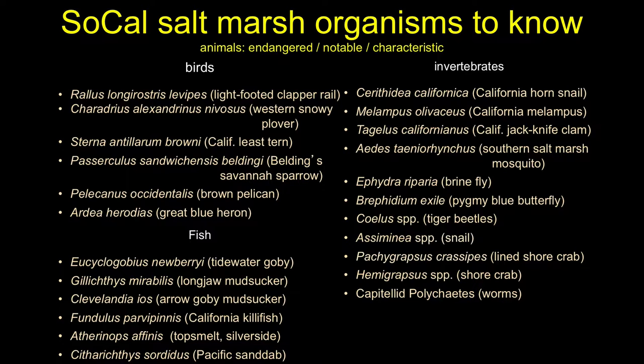So we have the light-footed clapper rail would be one. That's an endangered species here in Southern California, and it's received an inordinate amount of attention in terms of restorations, with the goal of restorations trying to create better bird habitat. Another one I'll just highlight that I like you guys to highlight is this guy right here, our Belding savanna sparrow. So this is a critter that is a state-listed species.